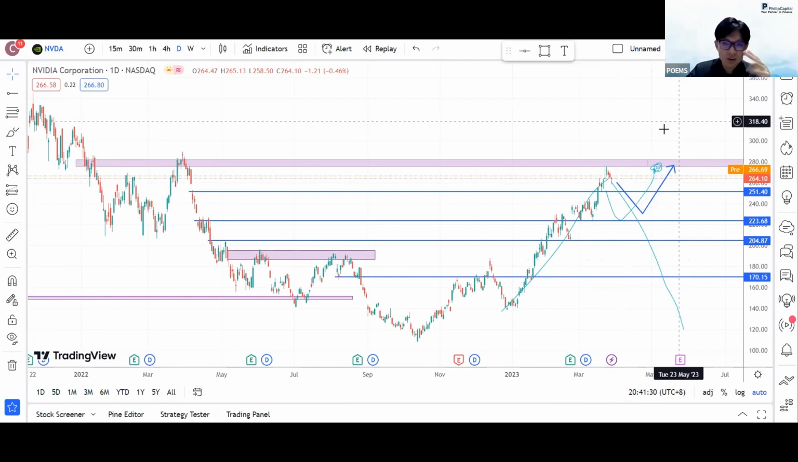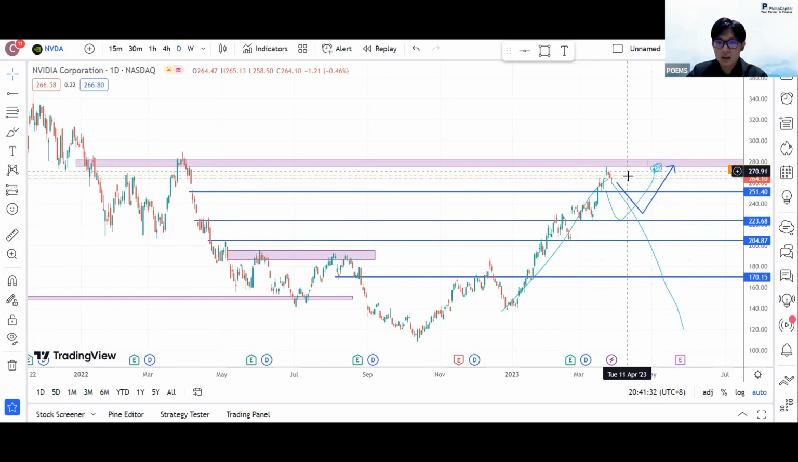Okay, so if you look at it in options context, it's either you go and do a short dated long put here, with strike at 230, 240.